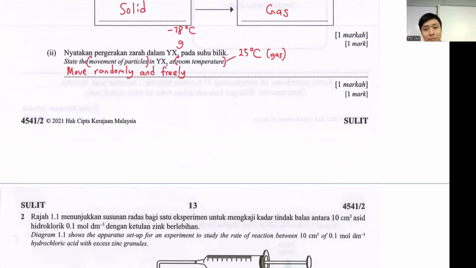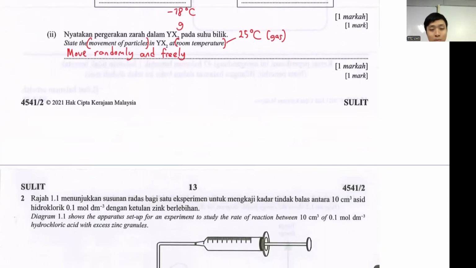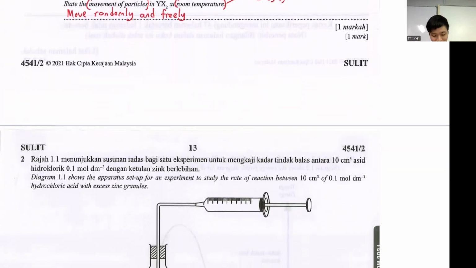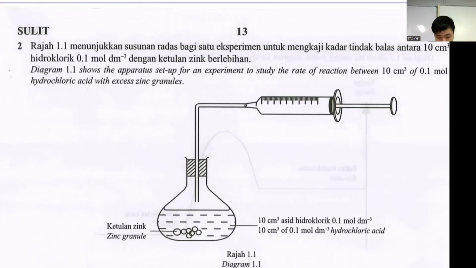Okay, question one finish already. Any question? I think it's quite simple, right? And then question two. This is Form 4, Chapter 7.